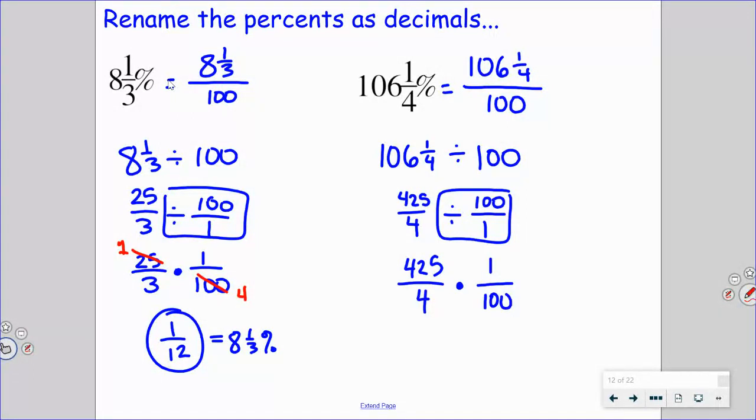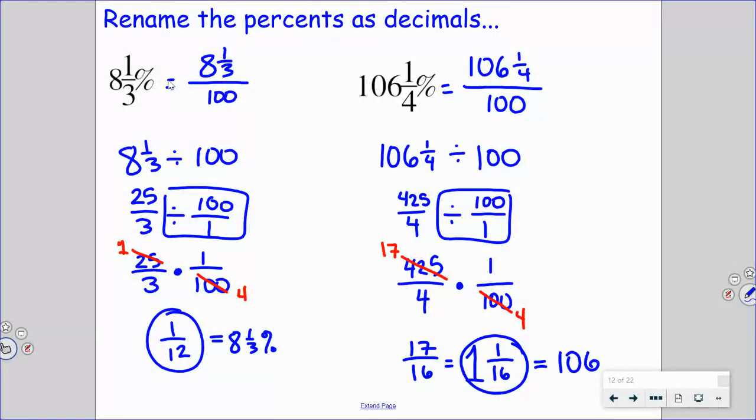And again, almost always, when you look to cross-reduce, you'll see either 50s or 25s go into those. In this case, 25s do. So 25s go into 100 4 times, 25s go into 400, I believe 17 times. I hope I'm not mistaken there. We end up with 17 times 1 over 4 times 4 for a final answer of 1 1/16, which, by the way, makes sense because it's slightly over 100%.